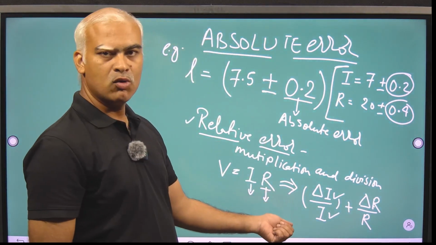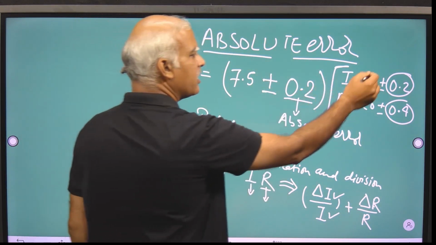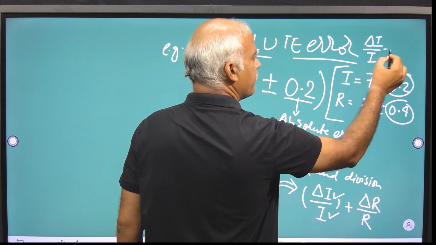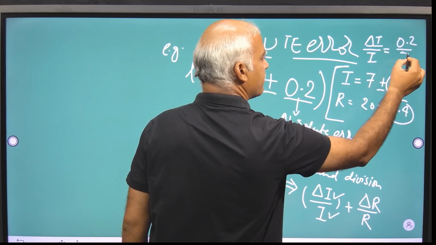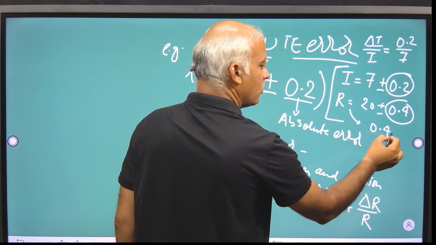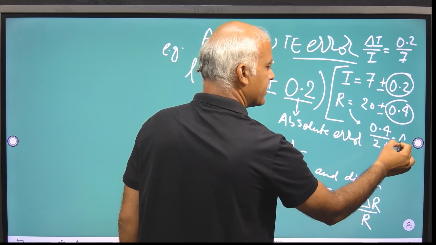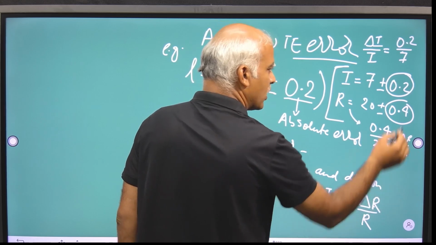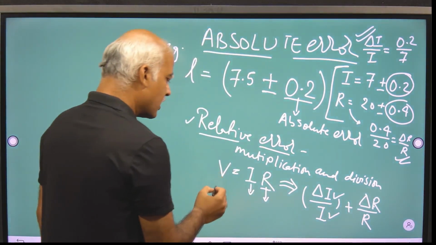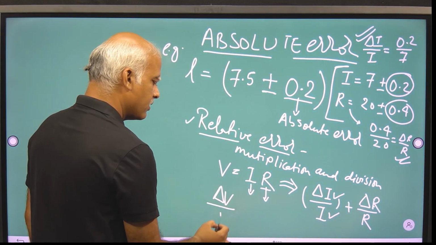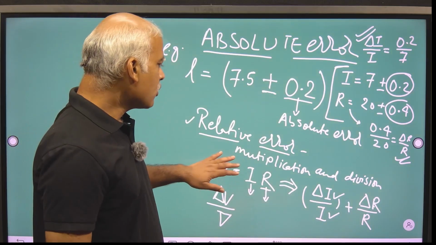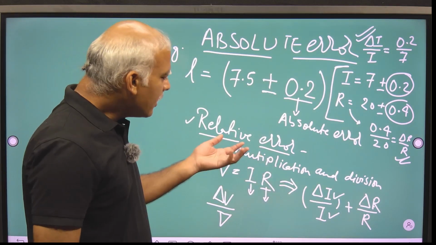And if I'm talking about the relative error, it can be given from this as delta I upon I equals 0.2 divided by 7. Similarly, for R it can be written as 0.4 upon 20, that is the value of delta R upon R. Now, if you add these two values, delta I upon I and delta R upon R, you get the relative error of voltage, that is delta V upon V. This is the meaning of relative error.